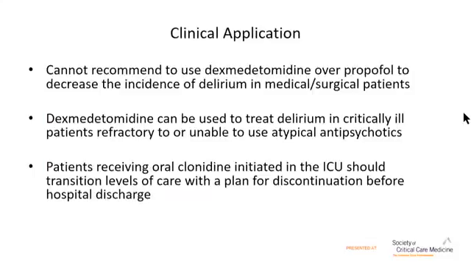So I personally cannot recommend the use of dexmedetomidine over propofol to decrease the incidence of delirium specifically. It needs to be something that we would individualize our goals for sedation for the patient when choosing dexmedetomidine over propofol, but if I'm specifically going for delirium, I can't answer that question. Dexmedetomidine can be used to treat delirium in critically ill patients refractory to or unable to use atypical antipsychotics, as well as patients receiving oral clonidine initiated in the ICU should go to the floor with it already discontinued or with a clear plan to the team taking over of why it was started with a taper in place, so that we are discharging patients on appropriate medications.